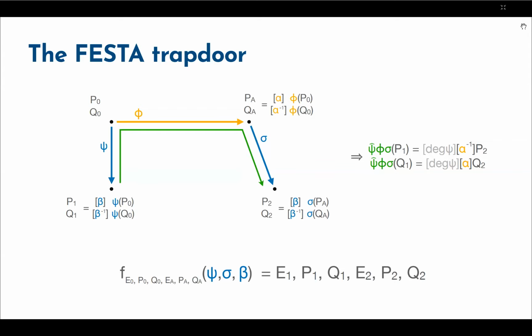So this means that if you know the parameter alpha, you can invert scale P2, Q2 to obtain the exact images of P1, Q1 under the green isogeny, feed this to the SIDH attack box, and obtain a representation of the green isogeny from which it's easy to recompute sigma, psi, and beta. So we now have a trapdoor function from which we can fairly easily obtain a PKE.